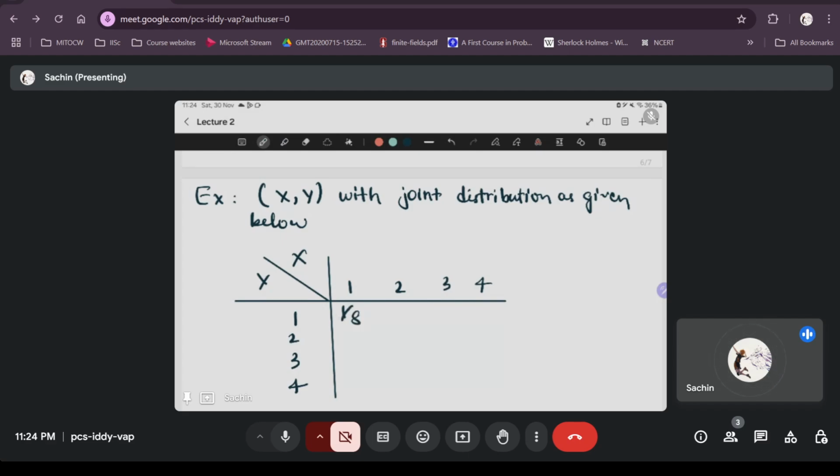So this entry is p of x equal to 1 comma y equal to 1, so it's p of 1 comma 1. The second entry is p of 1 comma 2, or since the top one is x, it's p of 2 comma 1. It's p of 3 comma 1, p of 4 comma 1. So this is the joint distribution.